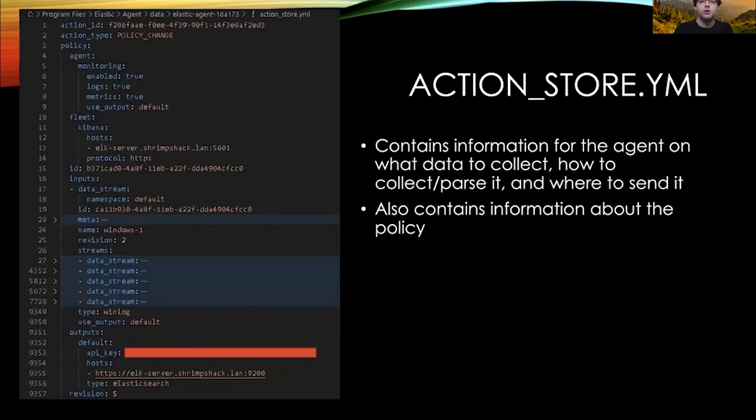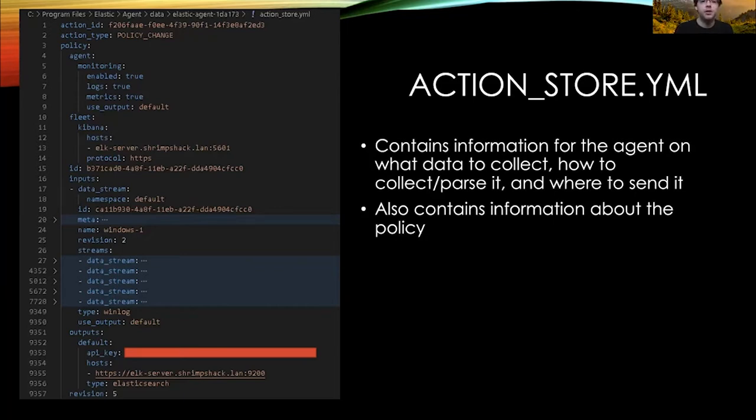So in the action_stored.yaml file, this is where the full policy details are stored. And you'll see that this is nearly a 10,000 line file. All those data streams that I have collapsed, that actually tells it what Windows event logs to collect and how it should parse it and normalize it and then send it off into Elasticsearch.